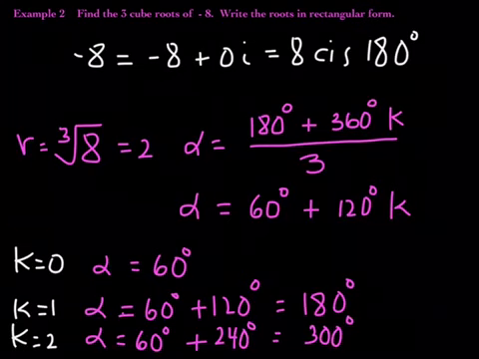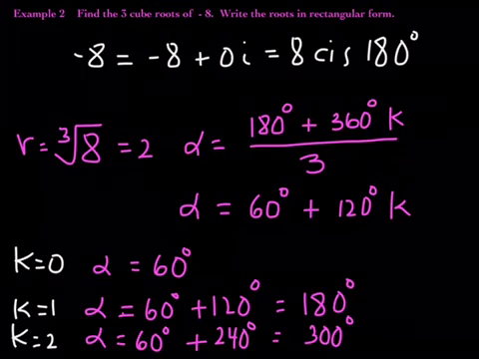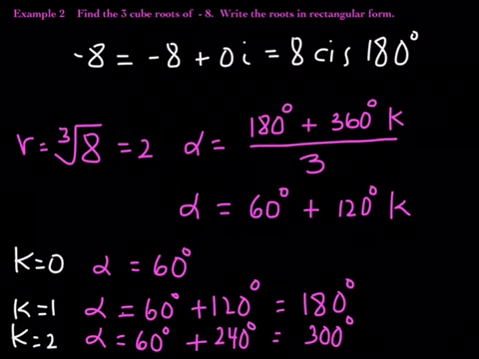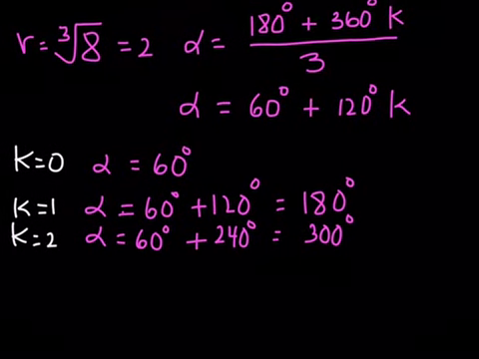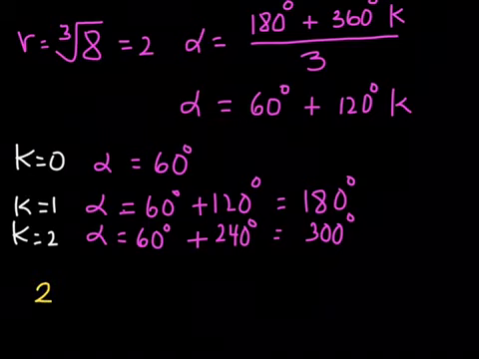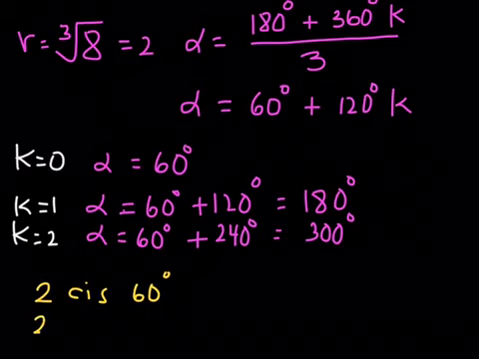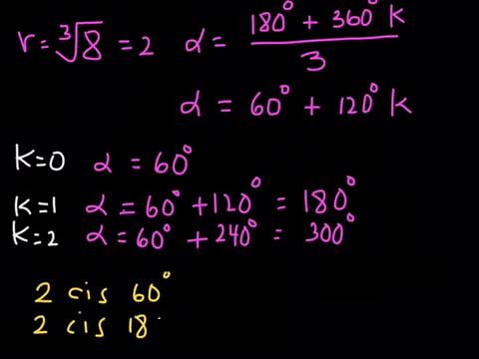Now we're going to stop right here as far as your k values. Remember, you only let k run from 0 all the way through n minus 1. In this case, 3 minus 1, which is 2. If you keep on going, if you let k be 3 or let k be 4 and so forth, you're just going to get repeating solutions. All right, everybody, we're done. Let's just write down our final answers. So our three cube roots are the following. 2 is the absolute value, which we found right here, times cis of 60 degrees. 2 times cis of 180 degrees. Move this up a little bit.